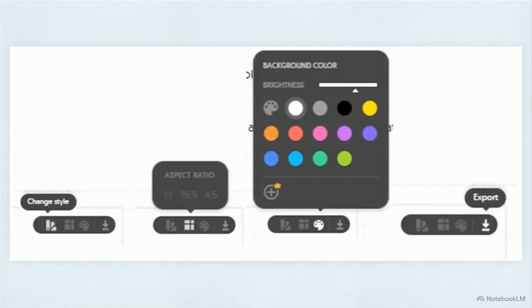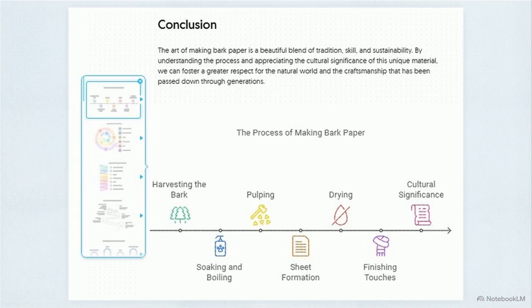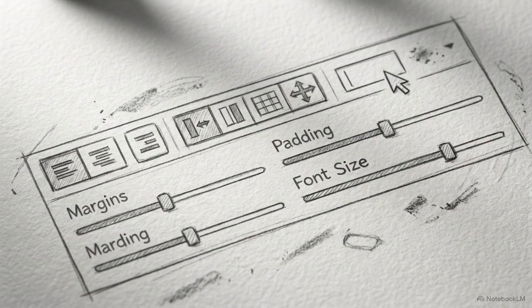You can swap the background color to match your company branding or lock the aspect ratio to 16:9. This chart shows the fully customized horizontal timeline for the bark paper process, complete with refined colors, specific icons, and a layout that fits perfectly across a screen. This granular formatting control ensures that the AI speed doesn't cost you professional polish.